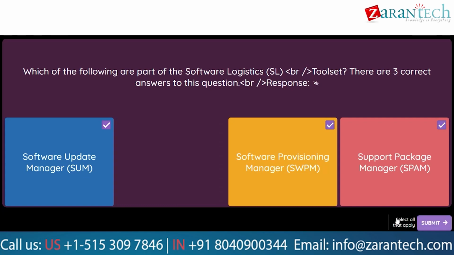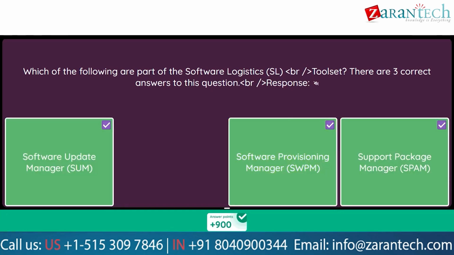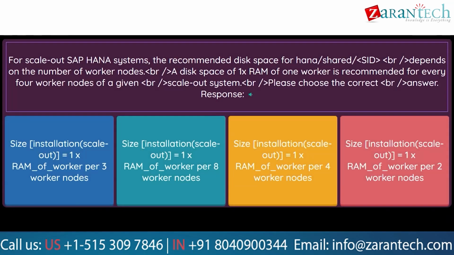Question: For scale-out SAP HANA systems, the recommended disk space for /hana/shared/SID depends on the number of worker nodes. A disk space of 1x RAM of one worker is recommended for every 4 worker nodes of a given scale-out system. Please choose the correct answer.